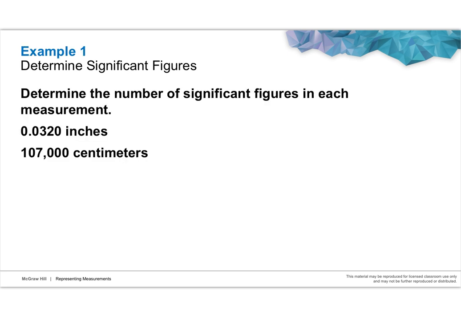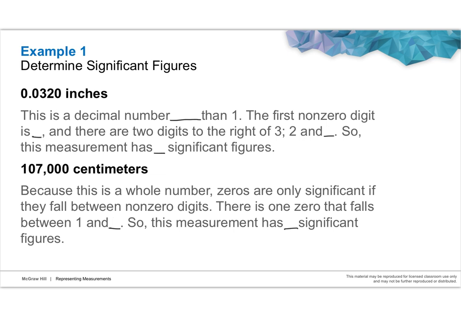So in example 1, we're asked to determine the number of significant figures in each one of these measurements. Let's take them one at a time. So the first one is 0.0320. This is a decimal number that is less than 1. And the first non-zero digit that we come to is 3. There are two digits to the right of 3, which are 2 and 0. So this measurement has three significant figures.